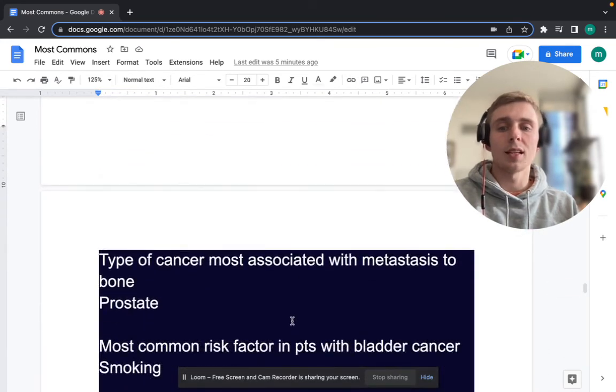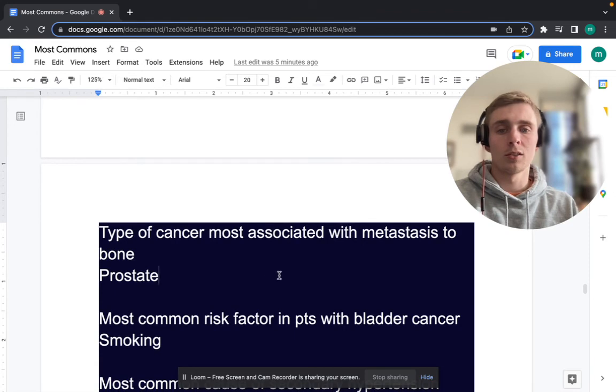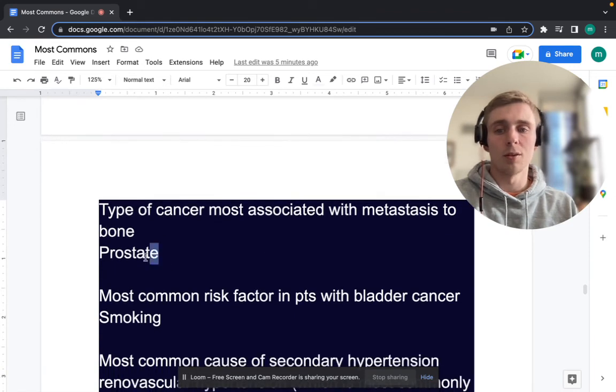What is the type of cancer most associated with metastasis to the bone? That's going to be prostate cancer. Prostate is right next to the pelvis, so pelvic bone mets. So the cancer most associated with metastasis to the bone is going to be prostate.